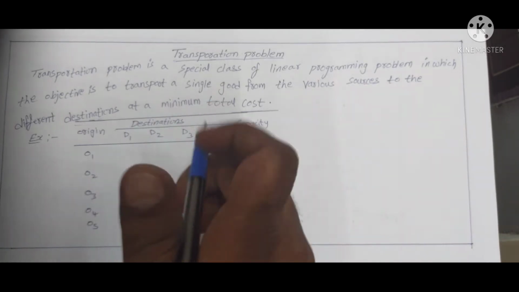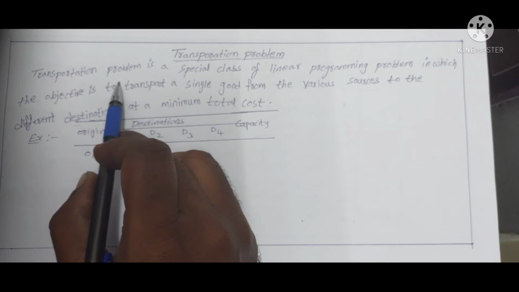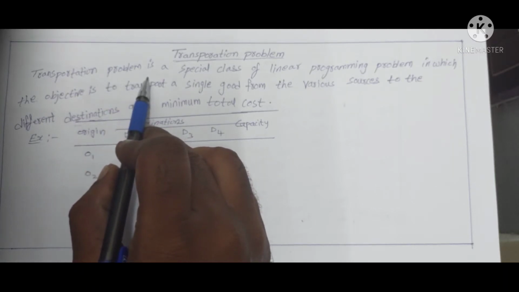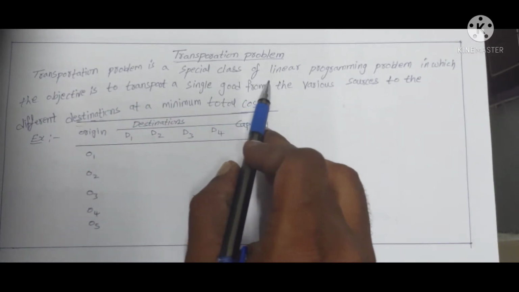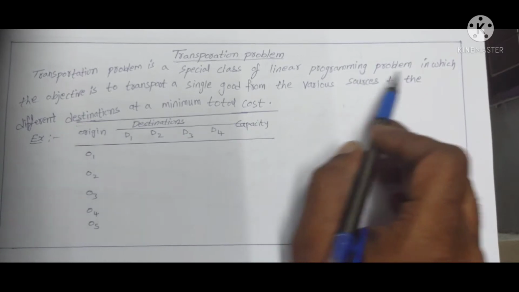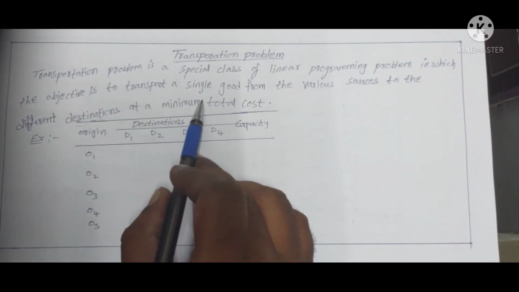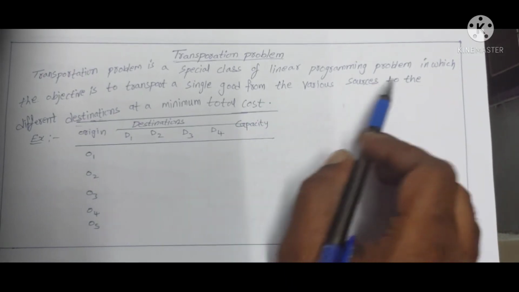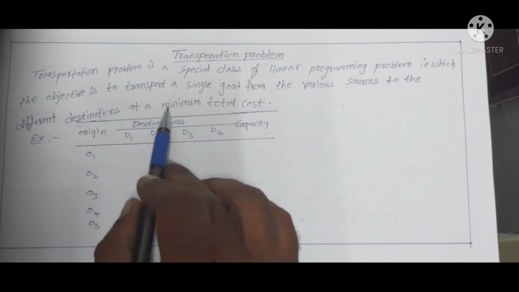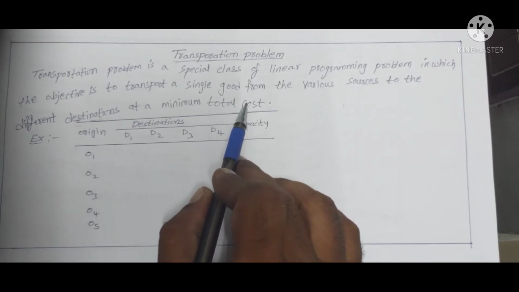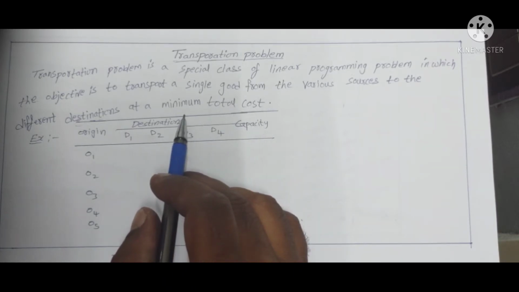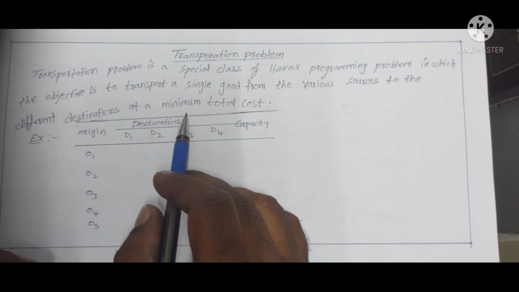Now coming here, the transportation problem is a special class of linear programming problem in which the objective is to transport a single good from the various sources to the different destinations at a minimum total cost. Let us take a company having different production units. The production units are called origins, where the products are to be produced.